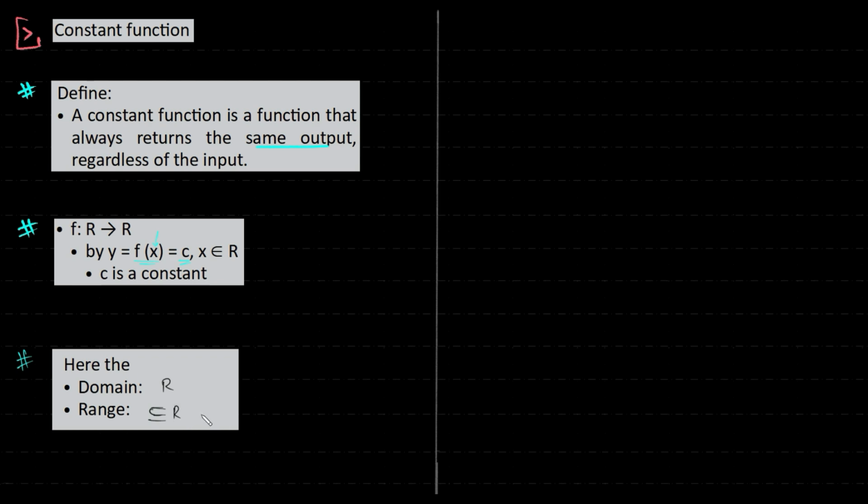Again, all this can be a string also. A constant function can pass across a string as well, but again, we are dealing only with numbers over here, so we won't talk about any other kind of output. So the input is a real number and the output is also a subset of real numbers.